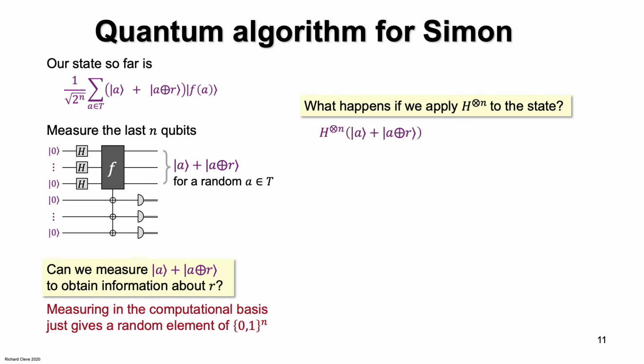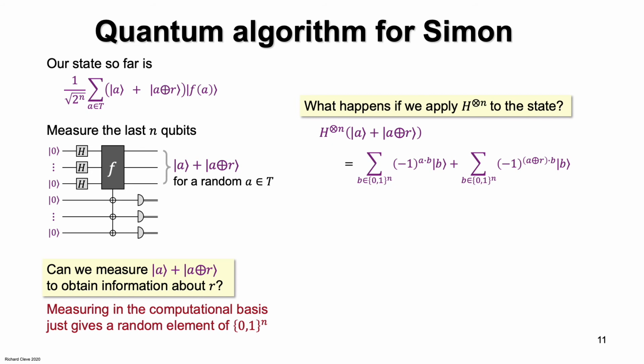We apply the n-fold tensor product of H to the state, which by definition gives this state. Notice that we're using the theorem about what tensor products of Hadamards do to computational basis states. We take a uniform superposition of the computational basis states with phase set to -1 to the a dot b for the case of ket A, and -1 to the a XOR r dot b for the case of ket A XOR r.